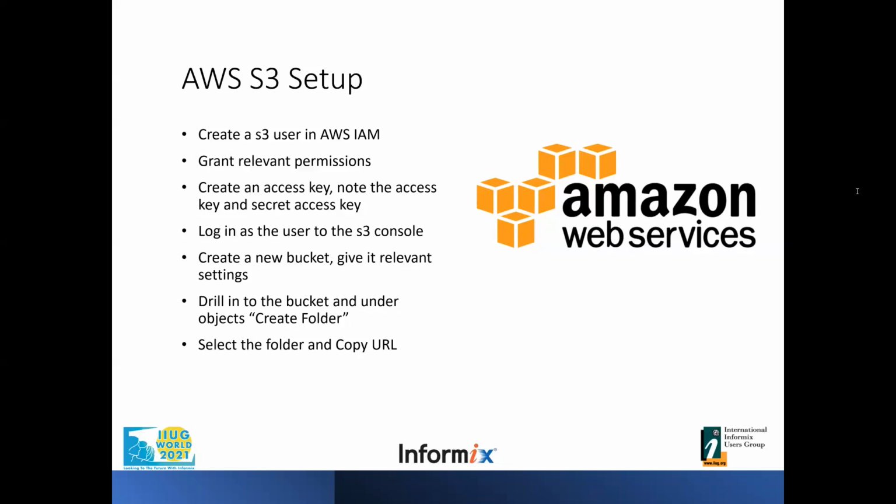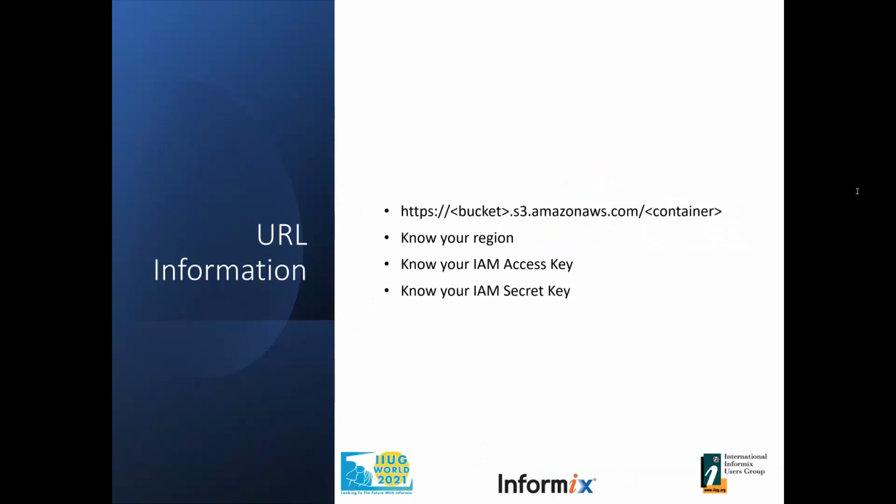And then under the bucket, you go in and create a folder. This is where your backups are going to be. Under that folder, there's an option to copy the URL. You'll need the URL as well when we're setting up the S3 cloud object. So the URL information we need will be your bucket name .s3.amazonaws.com and then / the container name. Be aware that your region comes into play. You need your access key and your secret key.